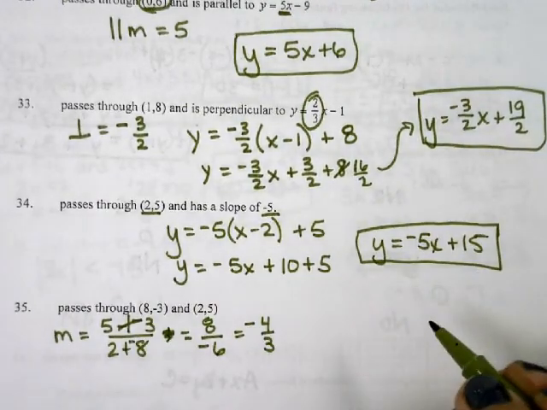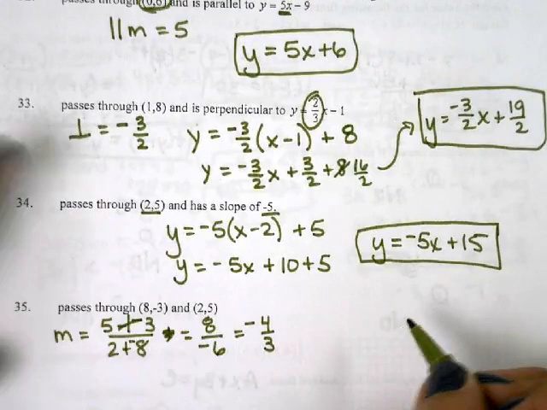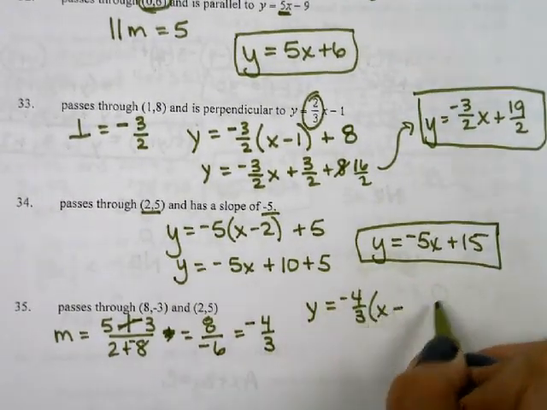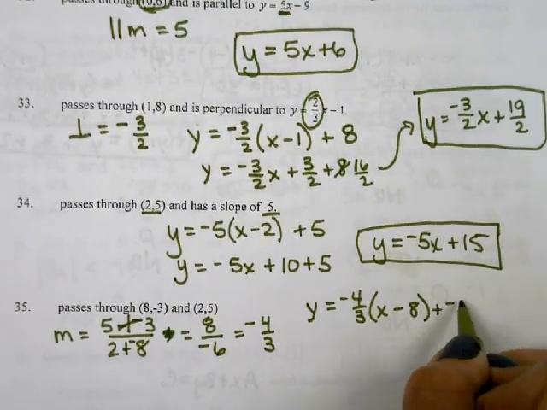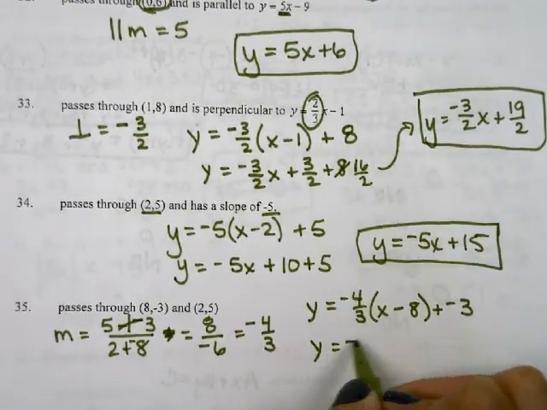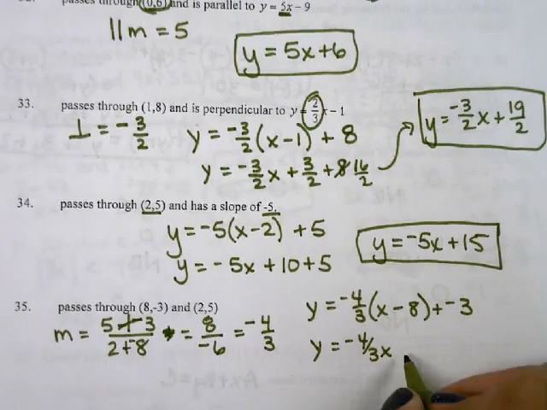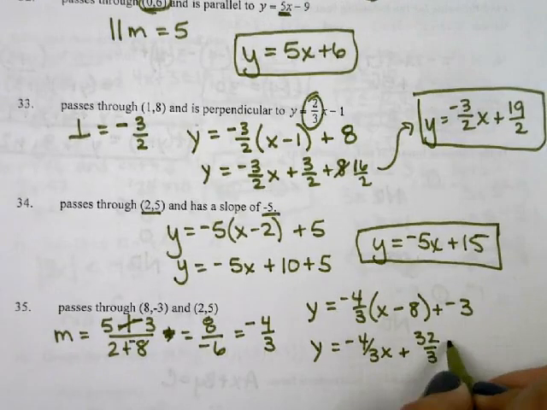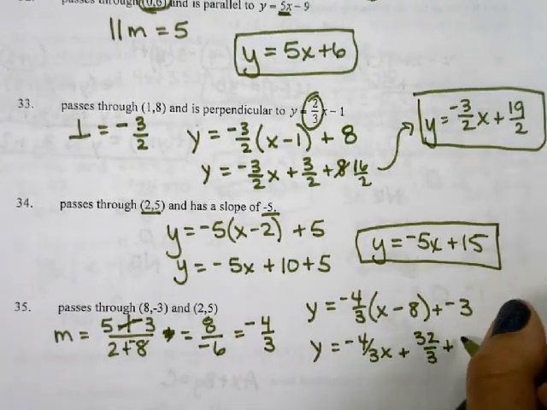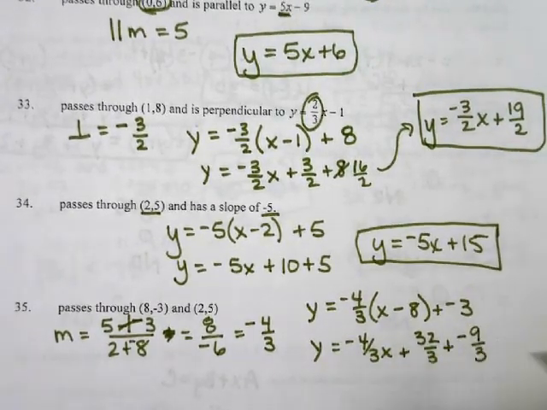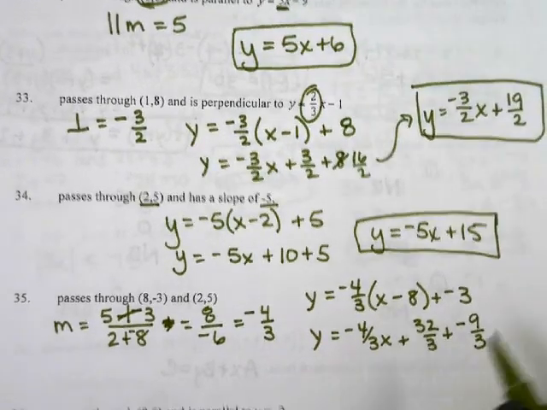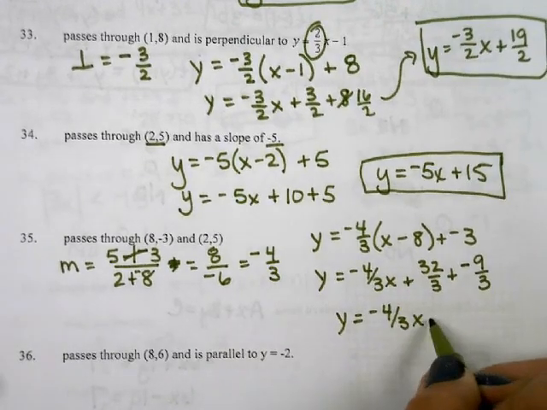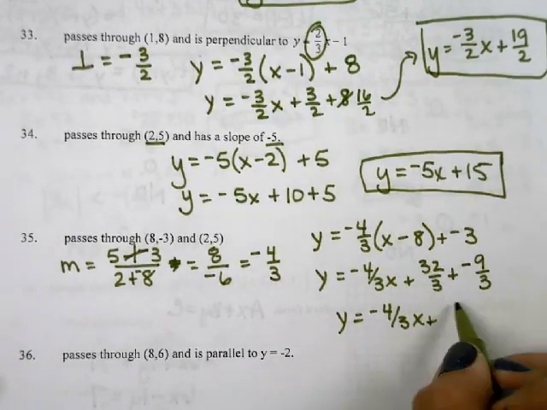Pick one of the points. So y equals negative 4/3 x minus 8 plus a negative 3. Negative 4/3 x plus 32/3 plus a negative 9/3. Negative 3 is negative 9/3. So y equals negative 4/3 x plus 32 minus 9 is 23/3.